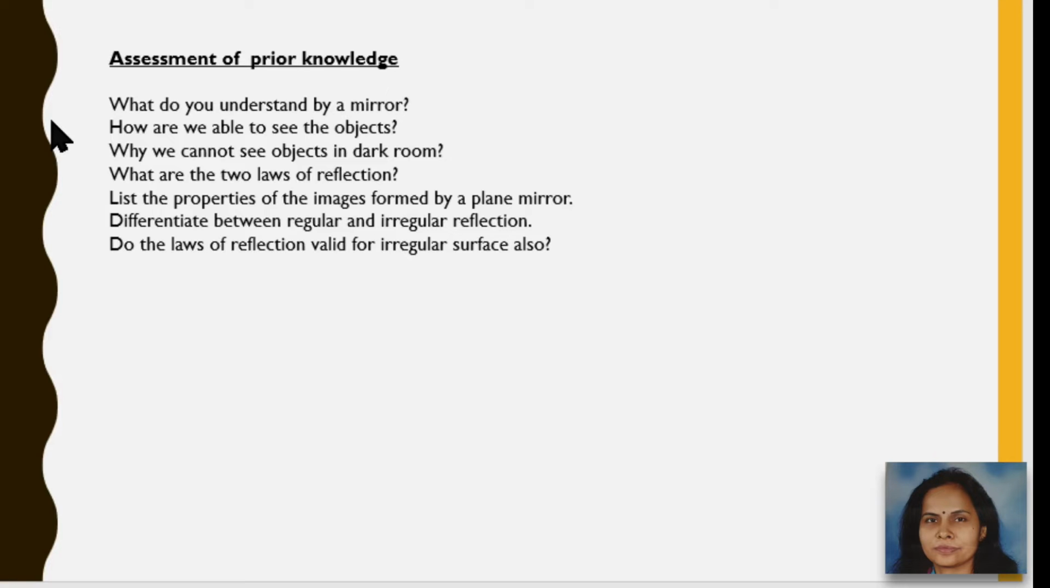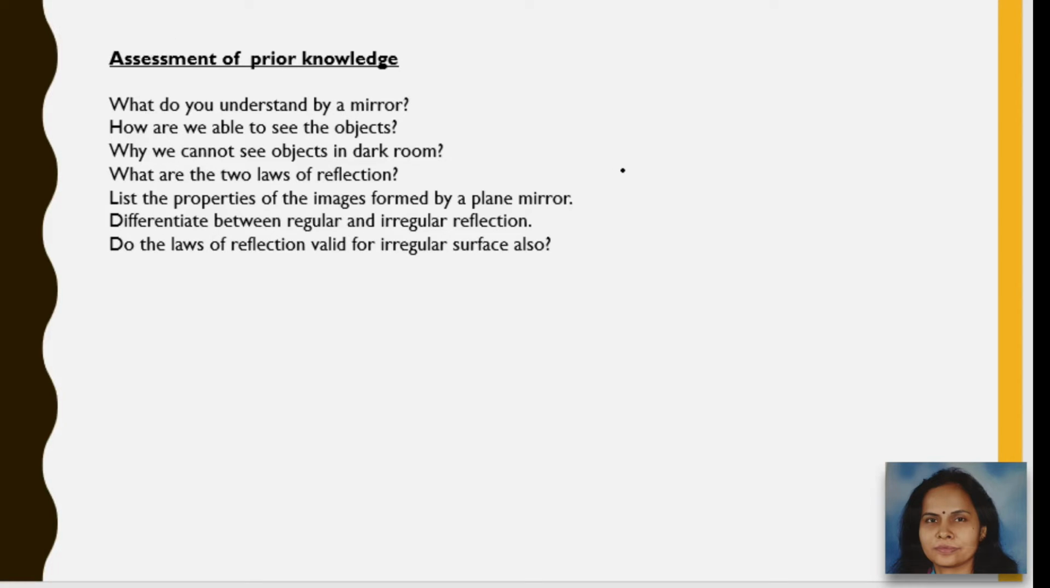What are the two laws of reflection? That's an important one. Two laws of reflection are angle of incidence is always equal to angle of reflection. And the second one is incident ray, reflected ray and the normal at the point of incidence should all lie on the same plane.